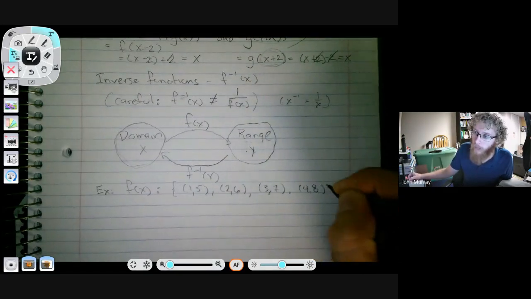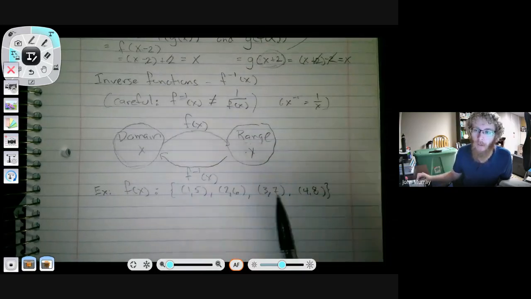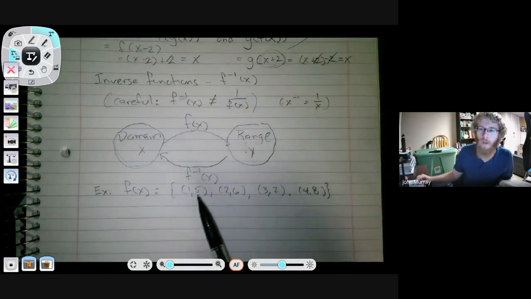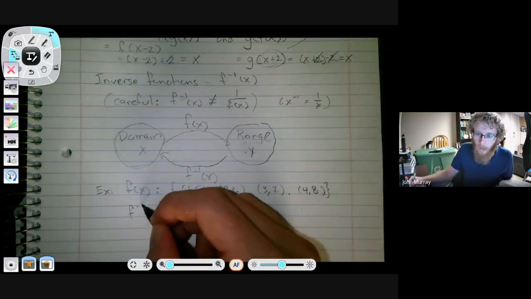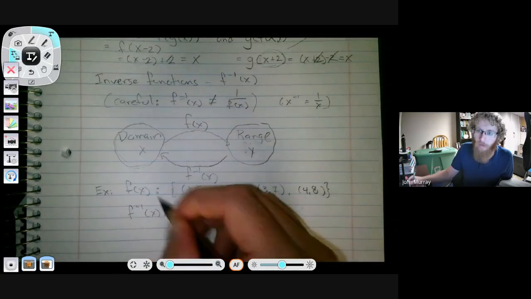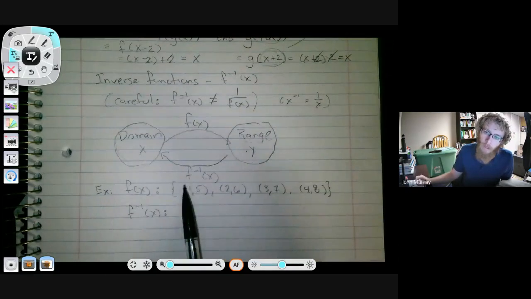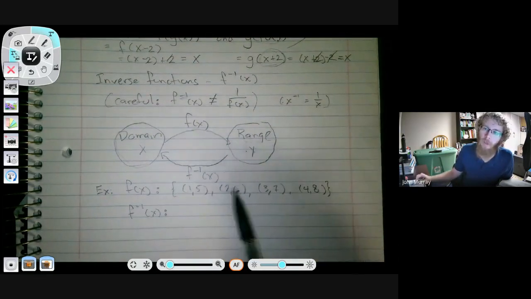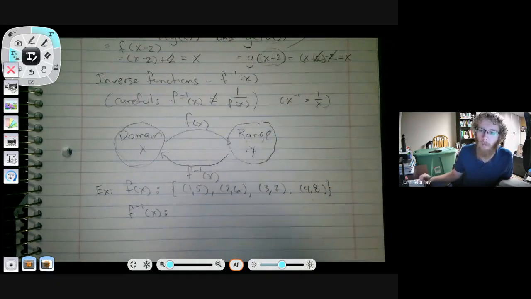So if we're looking at coordinate points, all your x values are your domain, 1, 2, 3, 4. Your y values are your range, 5, 6, 7, 8. Without even knowing what the function is, this function could be anything. Our most basic one we can see is x plus 4. 1 plus 4 is 5, 2 plus 4 is 6, 3 plus 4 is 7, 4 plus 4 is 8.